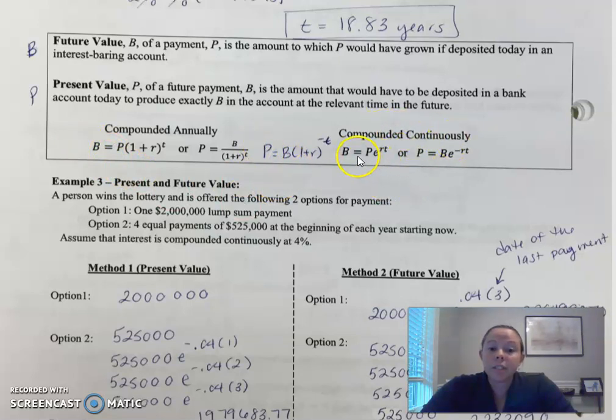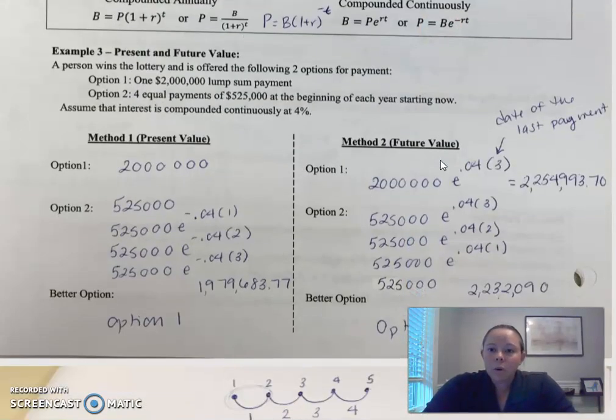Then continuously, same idea. B equals P e to the rt. Divide over the e to the rt and move it up. And it's the same formula, just solved for different values. All right, so let's use this. So present and future. So a person wins the lottery and is offered the following 2 options for payment. 1, a $2 million lump sum payment, or 2, 4 equal payments of $525,000 at the beginning of each year starting now.